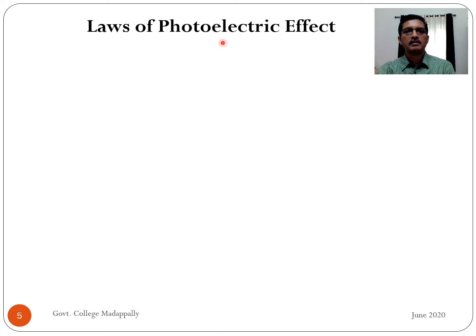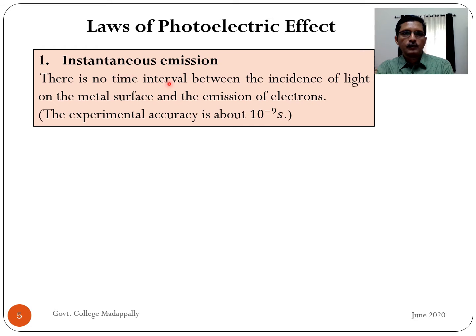Let us consider the laws of photoelectric effect, by which I mean the experimental findings or the properties of photoelectric effect. The first law is instantaneous emission. There is no time interval between the incidence of light on the metal surface and the emission of electrons. So the emission of electrons is an instantaneous process.